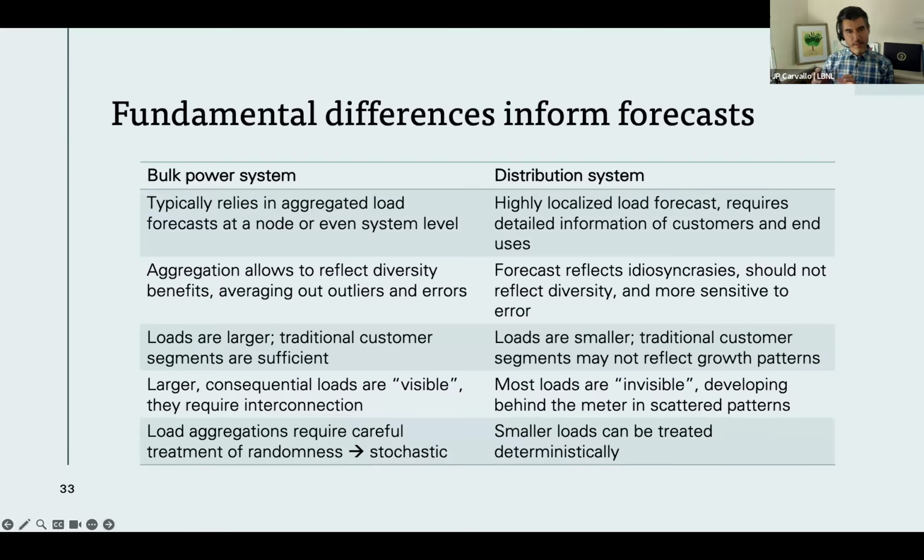In the distribution system, the smaller loads are such that they can be treated deterministically, in part also because distribution system planning tends to be of a shorter time frame. Next slide.